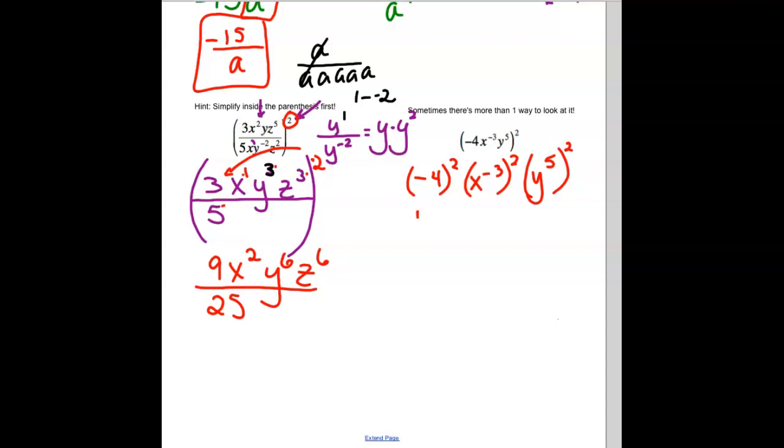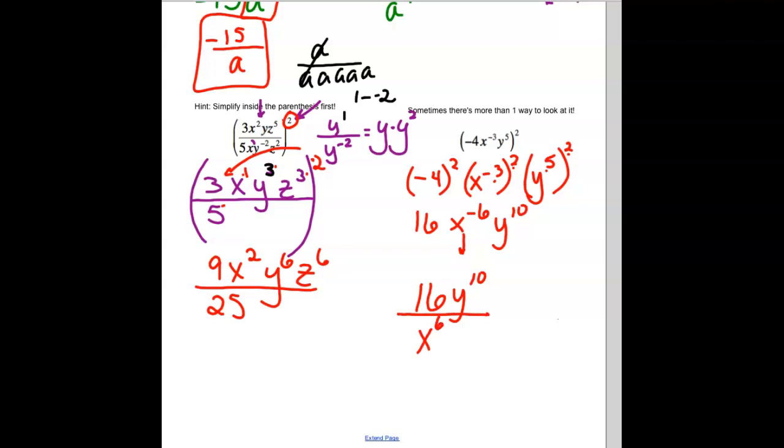Negative 4, when we square it, becomes 16. We end up with a power to a power, so we multiply those. We get x to the negative 6. 5 times 2, we get y to the 10th. We don't leave negatives, we have to flip those over, so this is going to move to the denominator. We'd have 16y to the 10th for the numerator, and we would have x to the 6th for a denominator. Okay, so that's one way of looking at it.